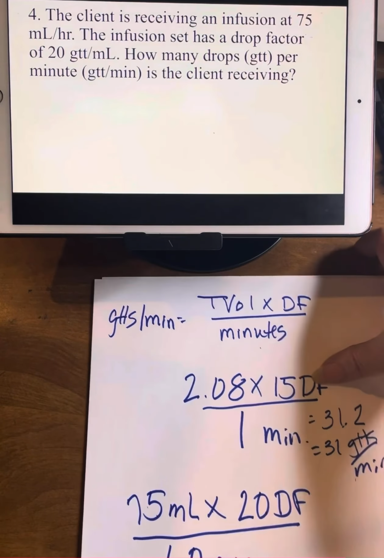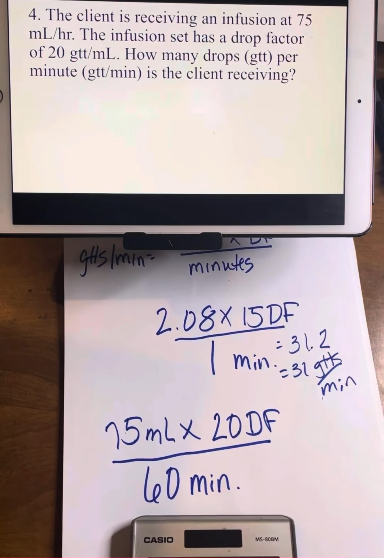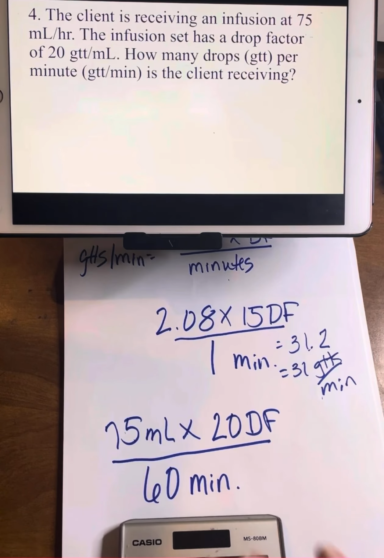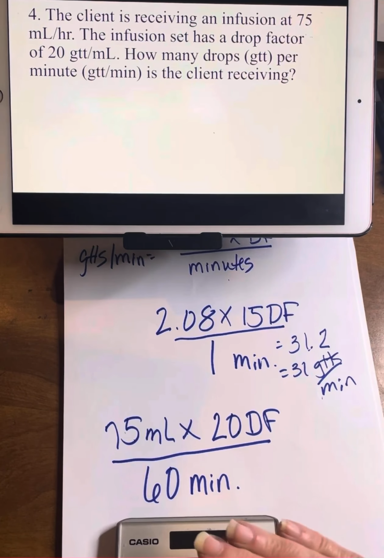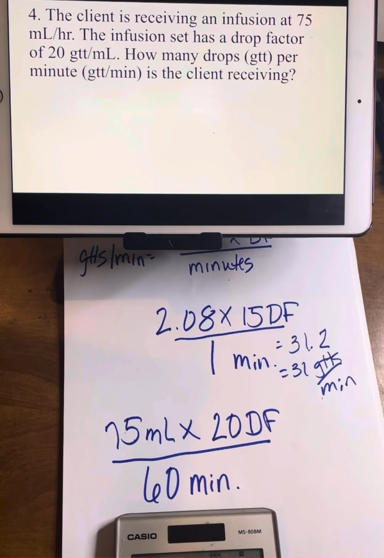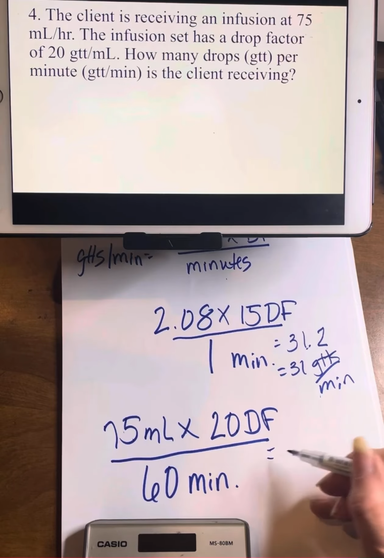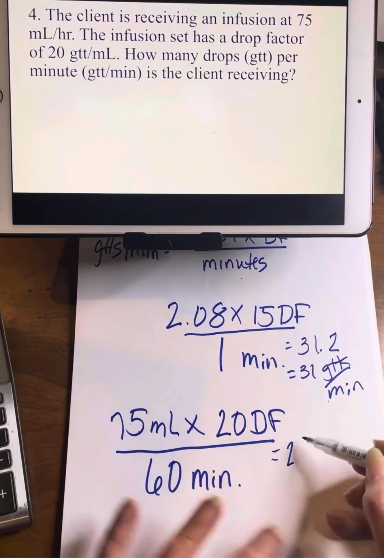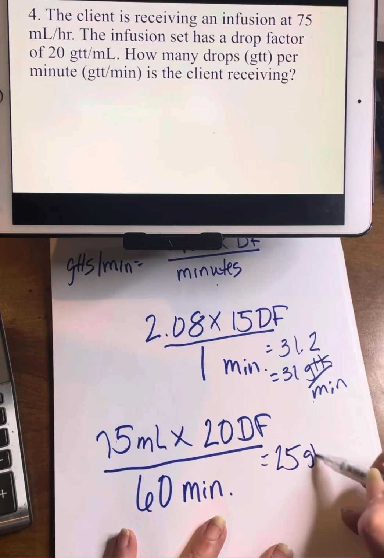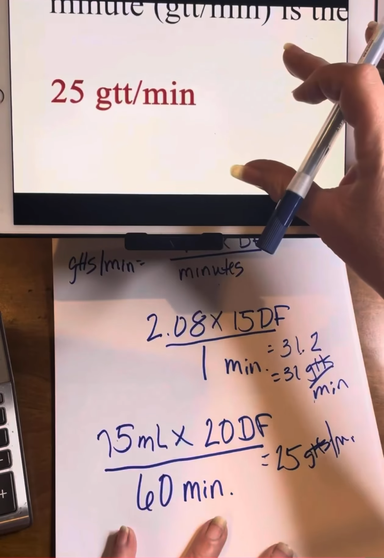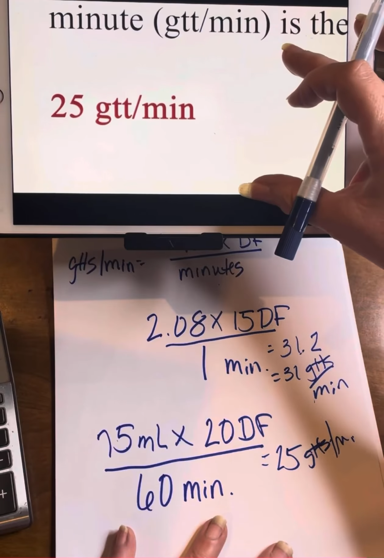Let's do this. Like Olympic gold medalist. 75 times 20 equals, don't look, because you're not done. Divided by 60. Look at there. It's got to go in at 25 drops per minute. Look. Boom. We saved them.